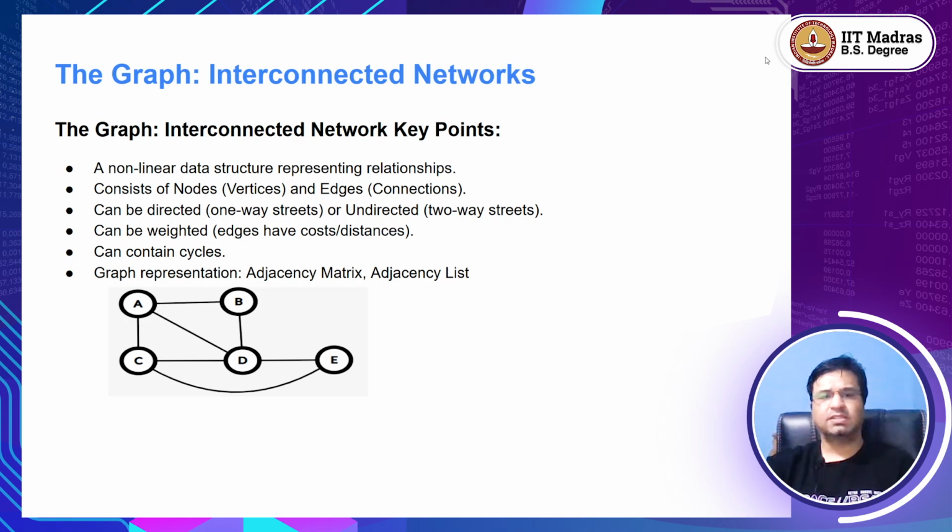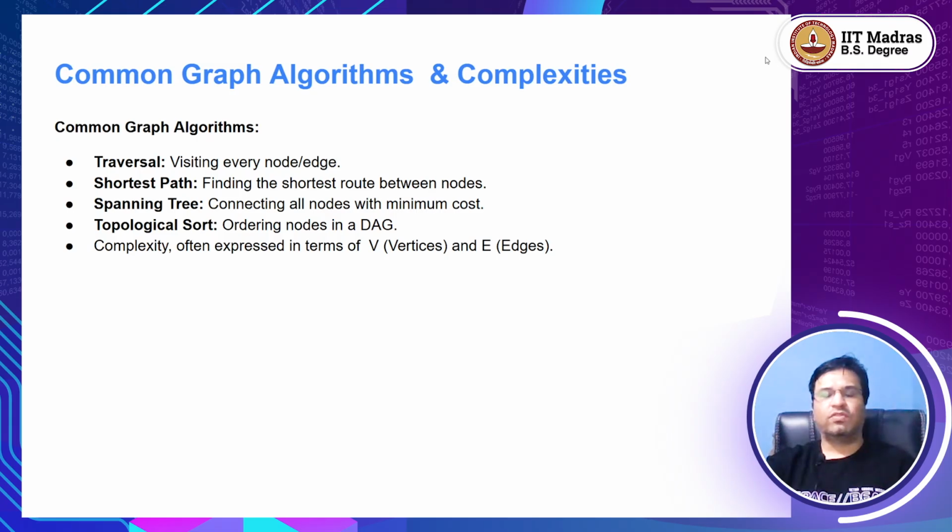Second is adjacency list, an array where each index represents a node and the value at that index is a list or array of its neighbor nodes. This is often more memory efficient for sparse graphs. Graphs are incredibly versatile and are used to solve complex problems across many domains. Working with graphs often involves running specialized algorithms to extract information or solve problems. Here are a few fundamental types: traversal, shortest path, spanning tree, topological sort. So let's discuss them one by one.